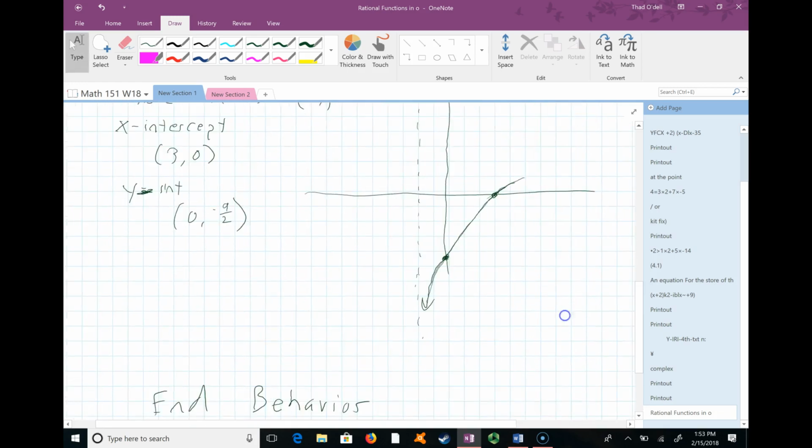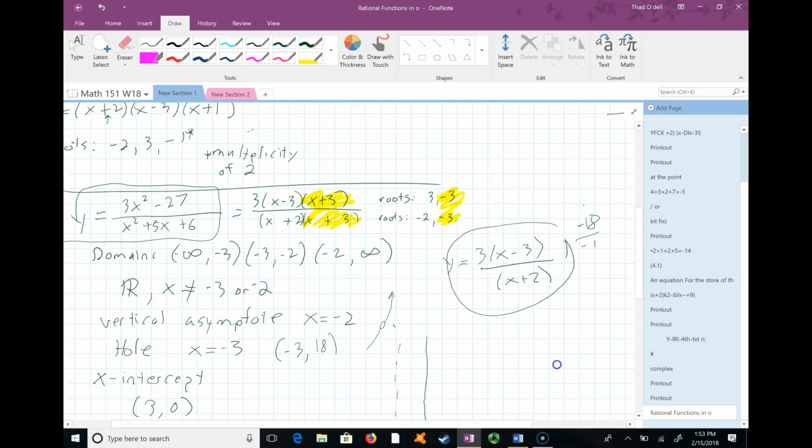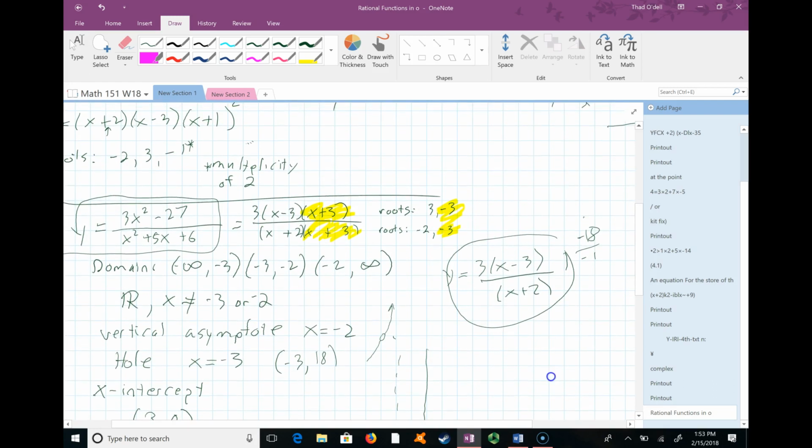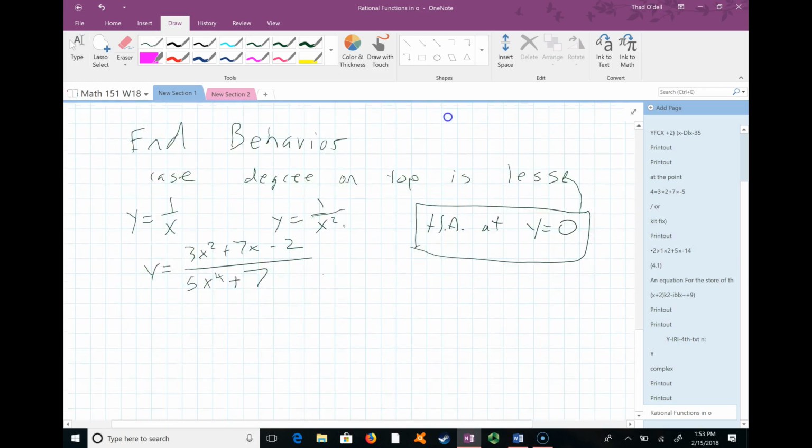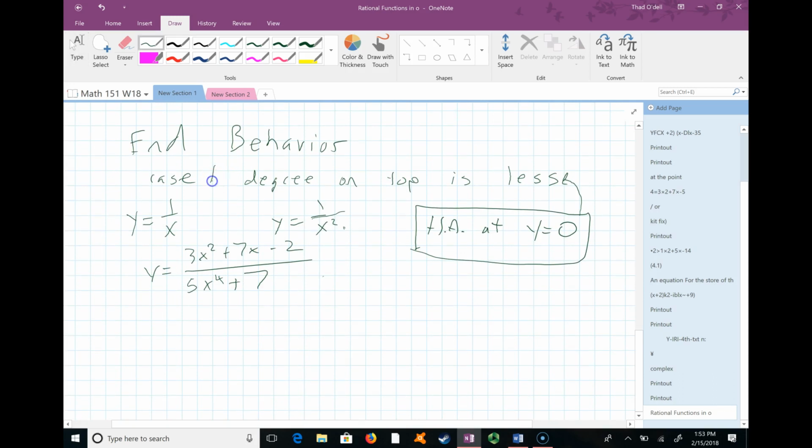Now, if we go back to our original one, that's not the case up here. The degree on top is not less. In fact, the degree on top is the same: you have second degree on top and second degree on the bottom. So that is the second case. So it's case 2: the degree on top and bottom are the same.